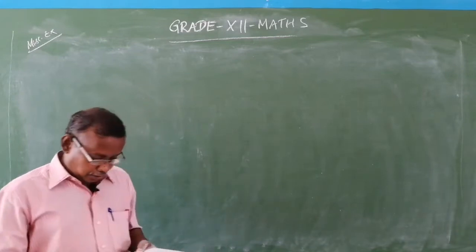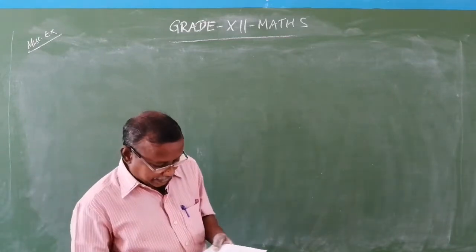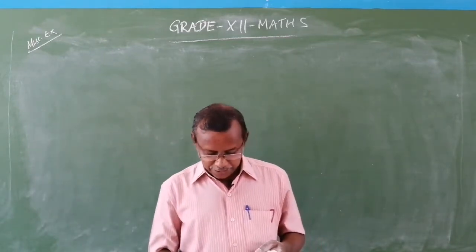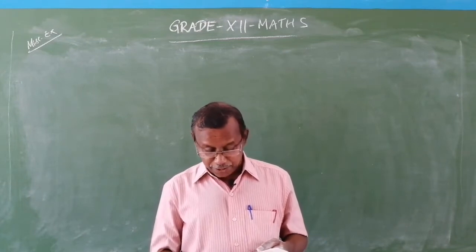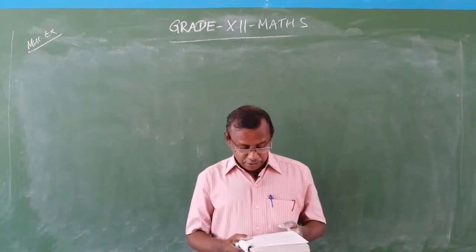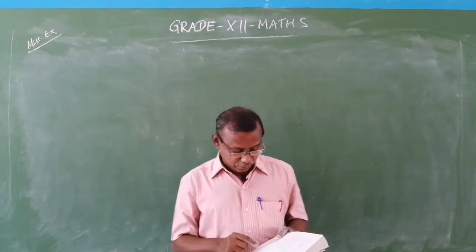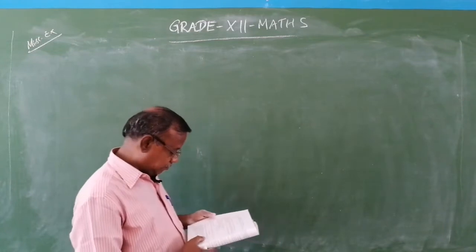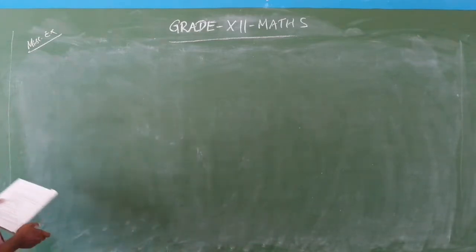Next, question number 7: find the intervals in which the function f of x equal to x cube plus 1 by x cube, where x is not equal to 0, is increasing or decreasing. So it is easy for you, I hope. So it is a homework. Now let me start question number 8.